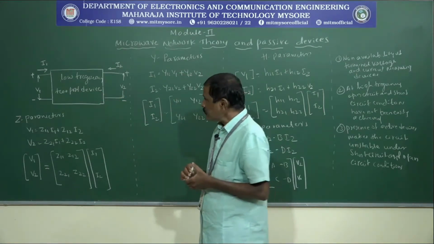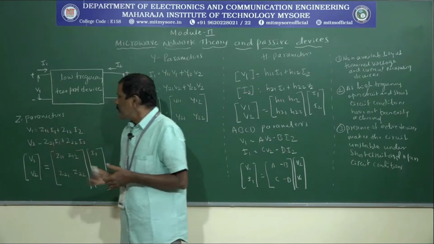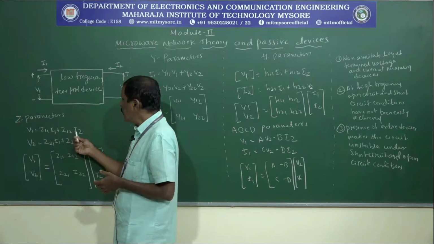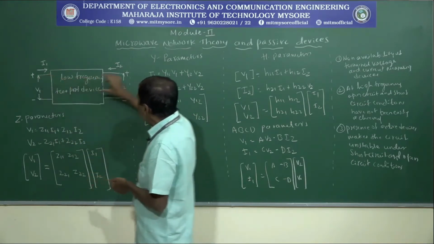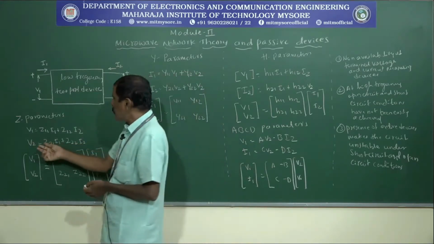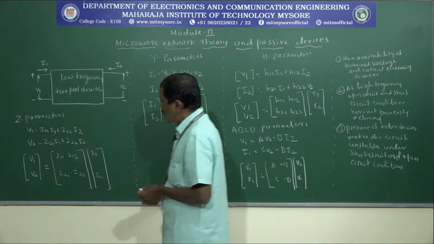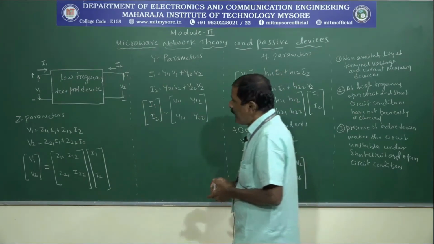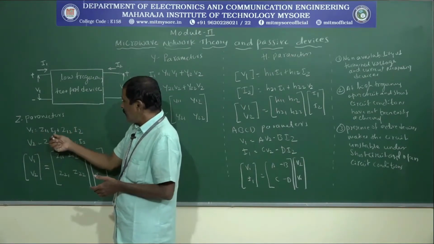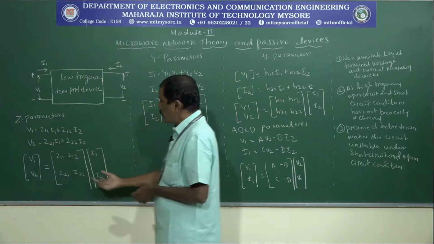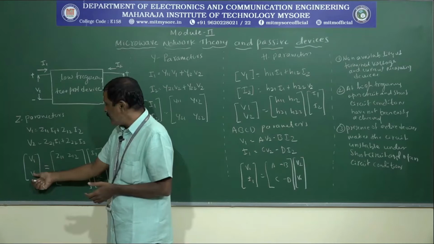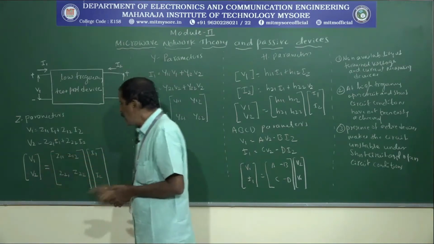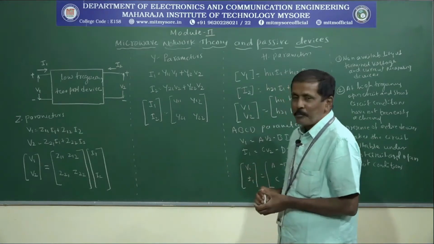2-port devices. Now if I look into the Z parameters, the voltage V1 is equal to Z11 into I1 plus Z12 into I2. And the output voltage V2 is equal to Z21 into I1 plus Z22 into I2. Here I1 is the current at the input side and I2 is the current at the output side. These are the relations, V1 in terms of I1 and I2 and V2 in terms of I1 and I2, so you can write it in matrix form. V1 and V2 equals the matrix Z11, Z12, Z21 and Z22, times I1 and I2. Using this matrix we analyze the 2-port network.